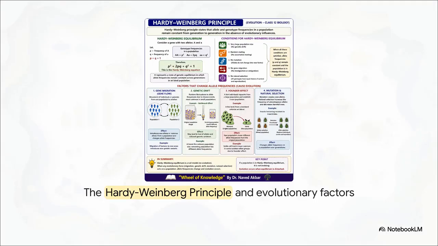Focus right on the center of this infographic. That equation, p squared plus 2pq plus q squared equals 1, that is essentially a mathematical model of a population where absolutely zero evolution is happening. It represents perfect genetic equilibrium.